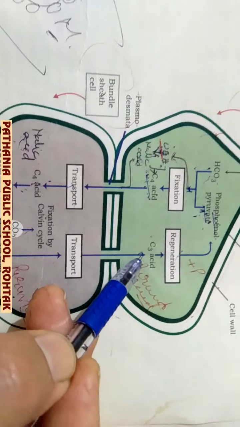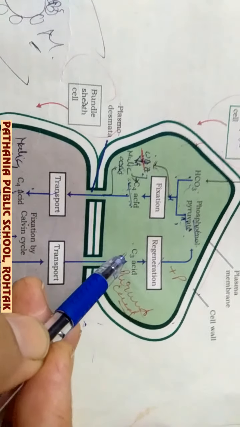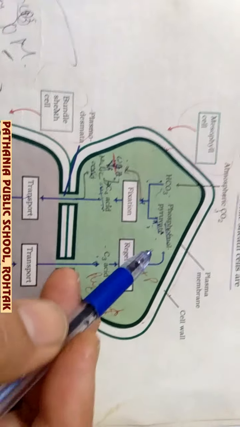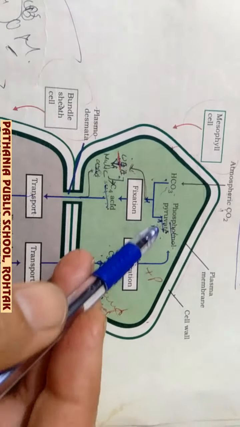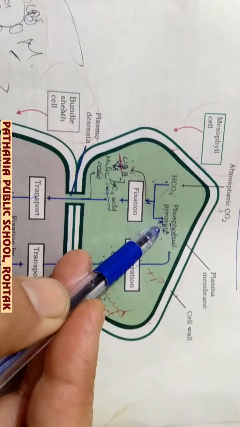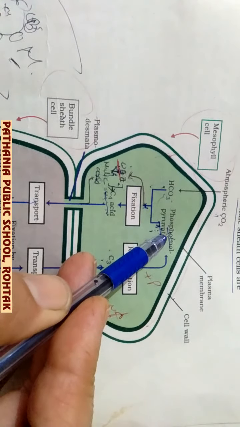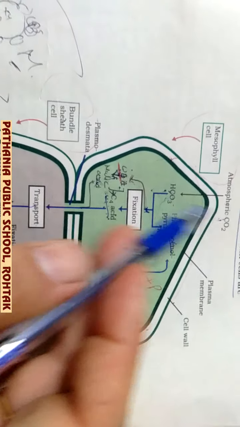Okay. Now this pyruvic acid will again be transported back to the mesophyll cell. This is a C3 acid, a 3 carbon compound, and it will form phosphoenolpyruvate, which is just the modified form of pyruvic acid. This phosphoenolpyruvate will again receive carbon dioxide. So that way one cycle is completed. But what is the use of it? Where will the glucose form?